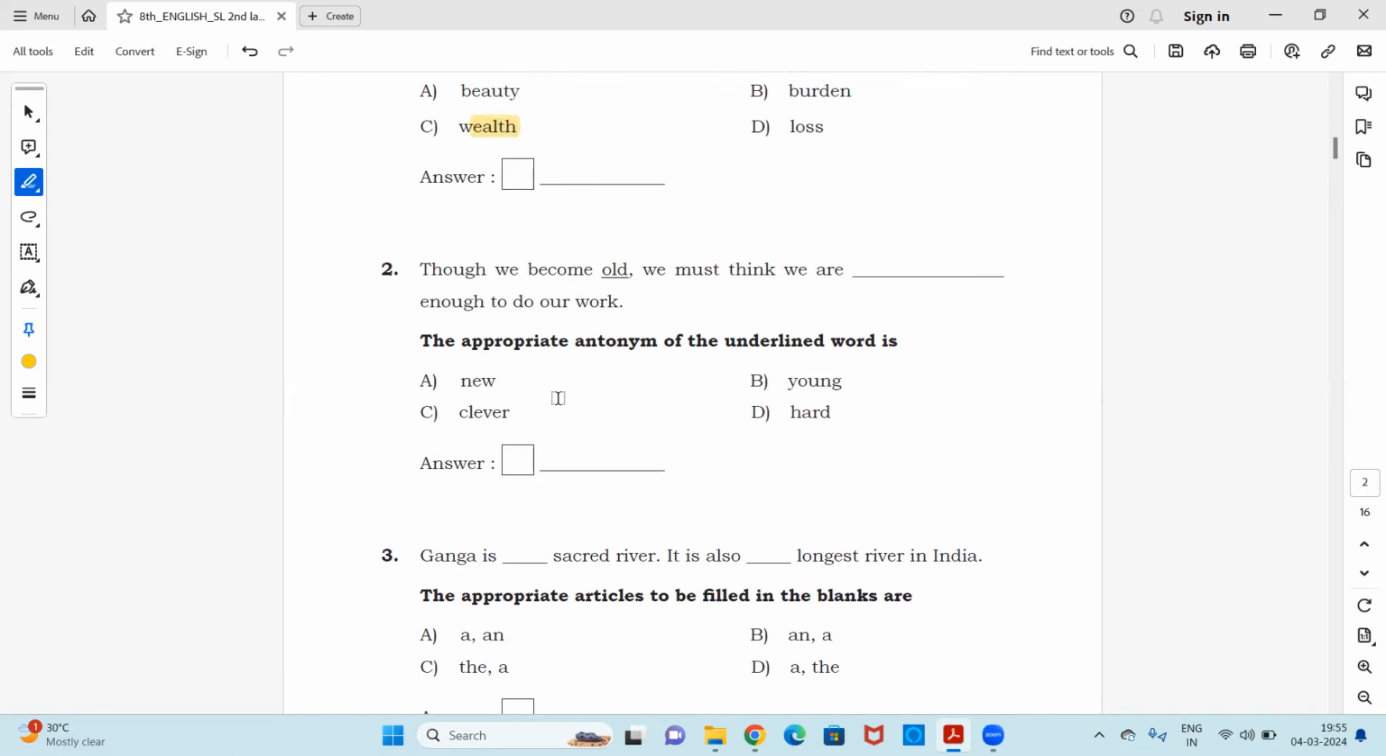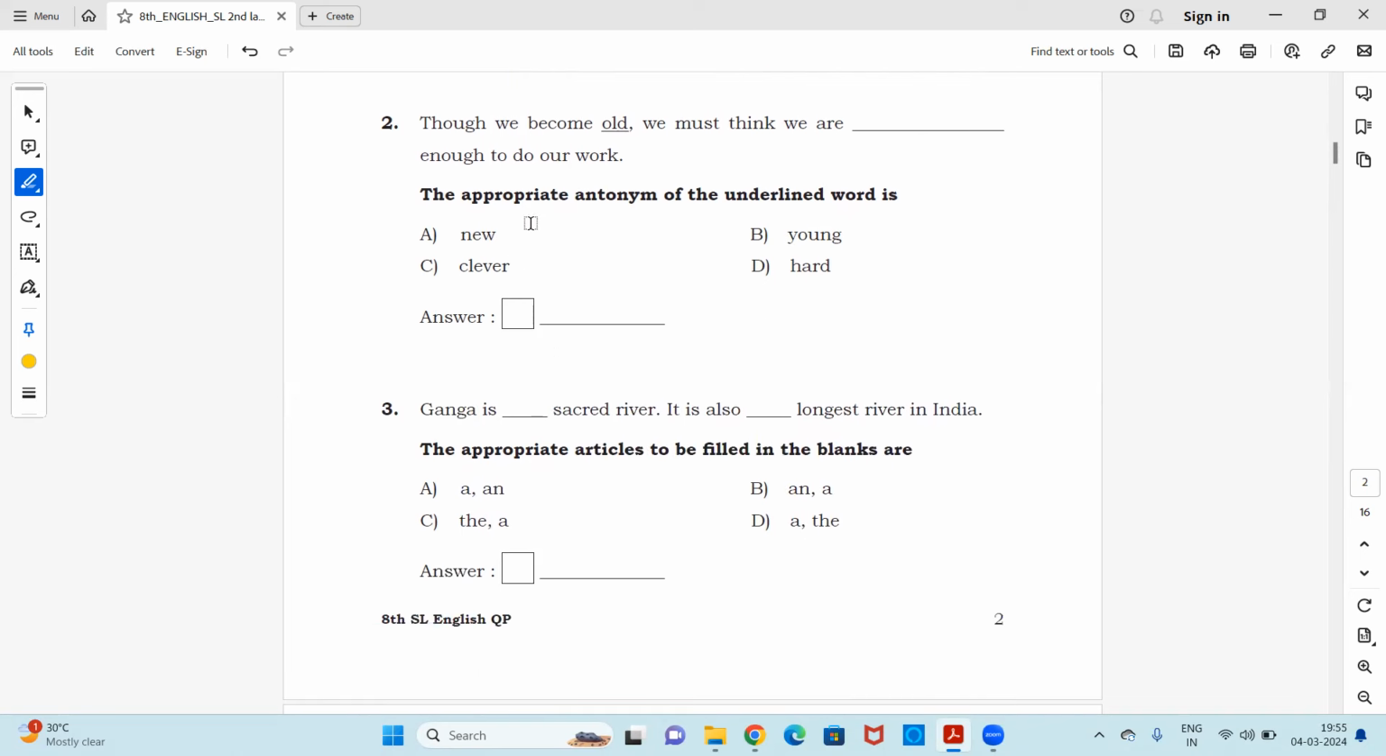Second, though we become old, we must think we are dash enough to do our work. The appropriate antonym. Antonym means opposite. So what is the opposite of old? New, clever, young, or hard? Yes, young. So the answer will be young.